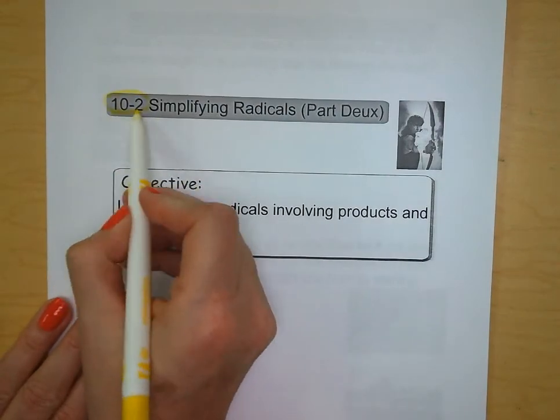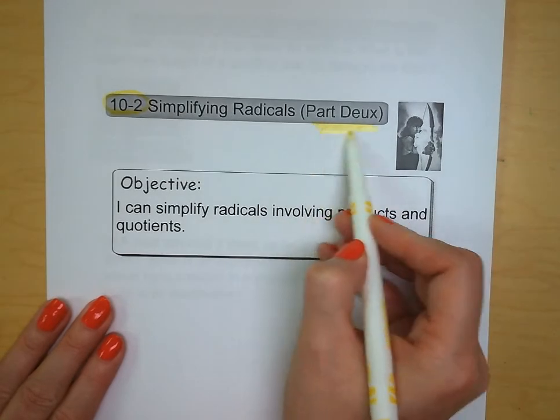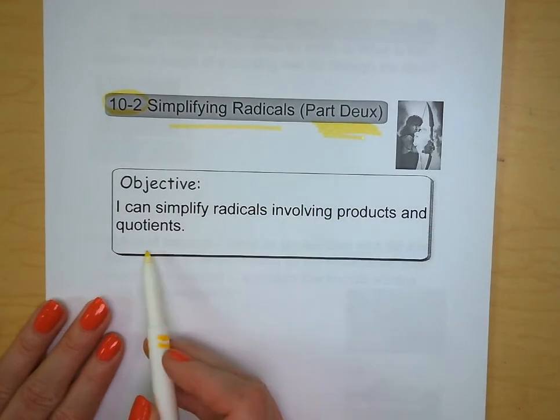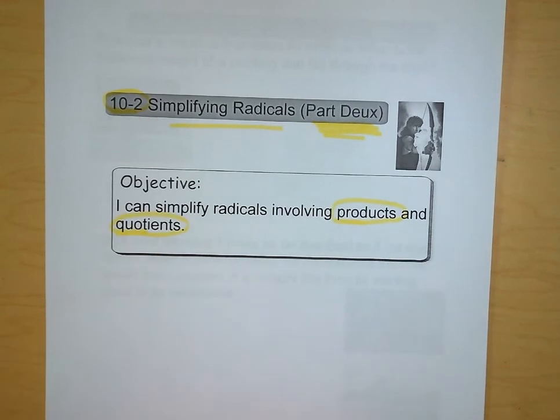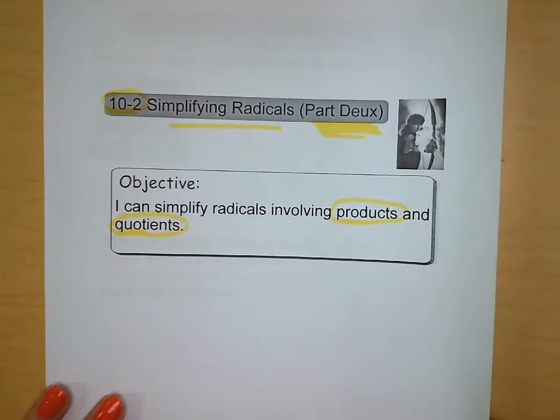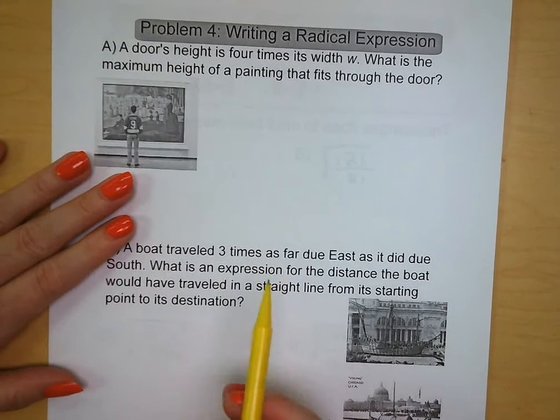We are going to work on part 2 of lesson 2, simplifying radicals. Our goals today are dealing with simplifying radicals that have products and quotients. So there's going to be some division. But we're going to start off with products, and we're going to deal with word problems. Yay, everybody likes word problems.